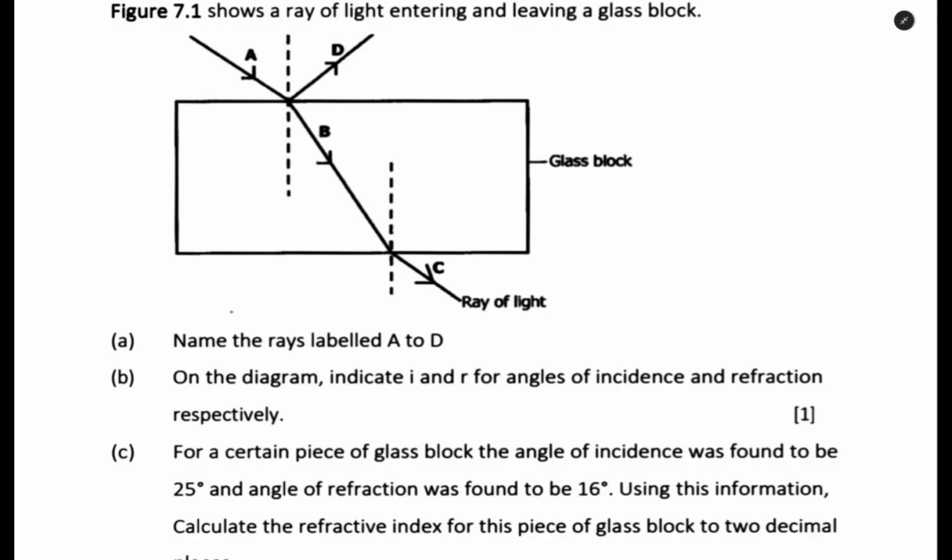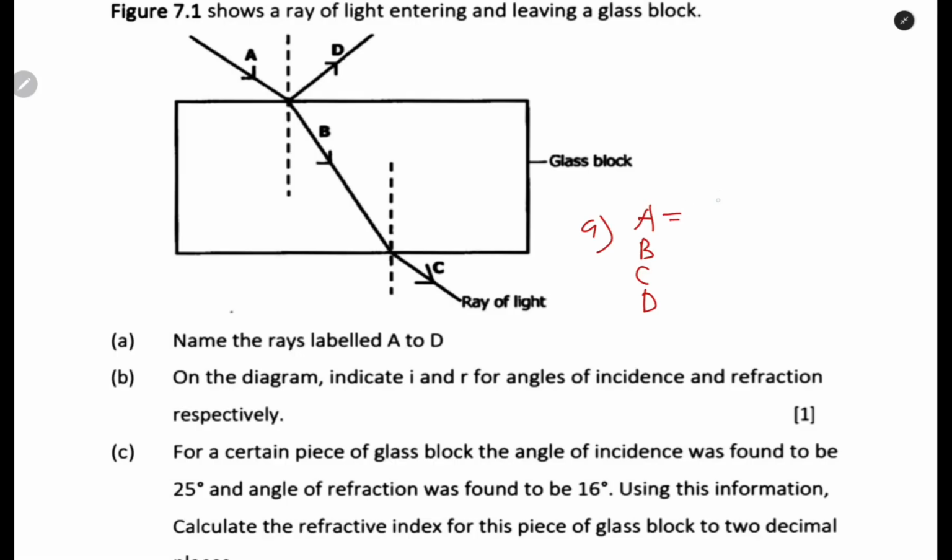Okay, so the first question is this one that we are answering. Figure 7.1 shows a ray of light entering and leaving a glass block. The first question is: name the rays labeled A to D. So we are saying A, B, C, D. Now, some of you think A to D is just A and D. No. A to D is A, B, and whatever is between A to D. Okay, everything between A to D.